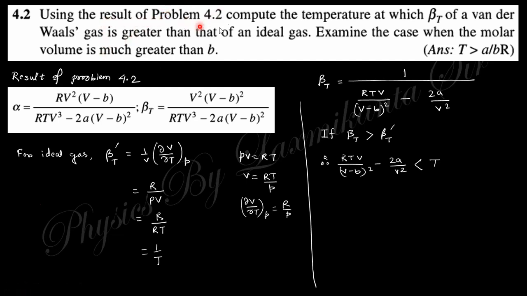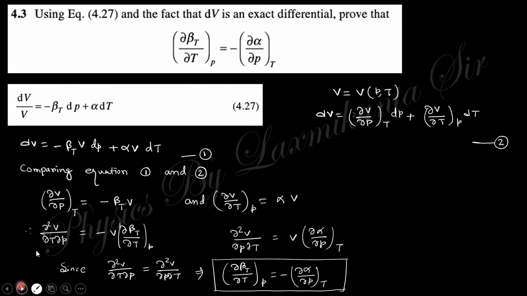The next question says, using the result of problem 4.2, which we already discussed in the previous lecture, alpha and beta are like that. So the temperature coefficient beta T of the van der Waals gas equation is greater than that of an ideal gas. You need to show that this is greater than that for an ideal gas, which is 1 by T. You need to prove that this is less than T. But from this relation I cannot approach this result. If anyone can find this relation, you must comment in the comment box. Go to the next one.